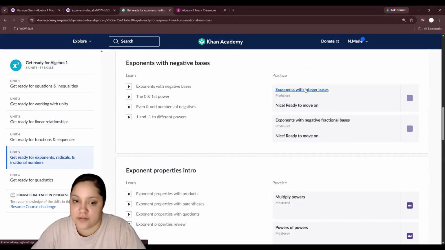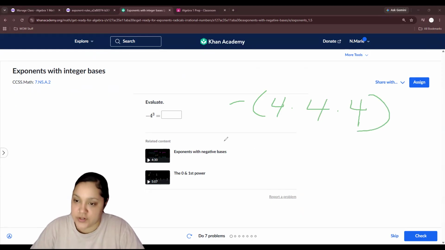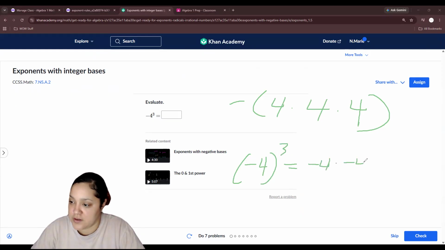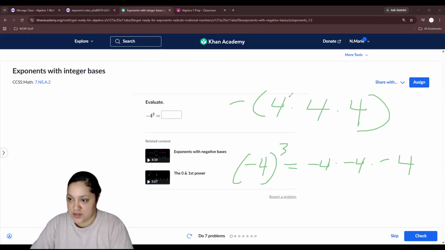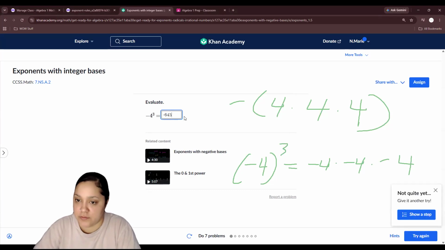Let's go down and practice a few. All right, negative 4 to the 3rd power. Okay, careful with stuff like this. This is negative 4 times 4 times 4. It's not negative 4 times negative 4 times negative 4. If it were, it would be written like this. So make sure you're careful of when something should be expanded with a negative and should not. And so 4 times 4 times 4, well, that gets me 64. So this would be negative 64.